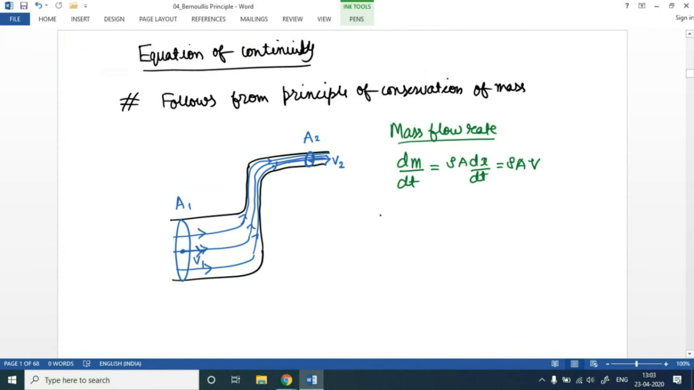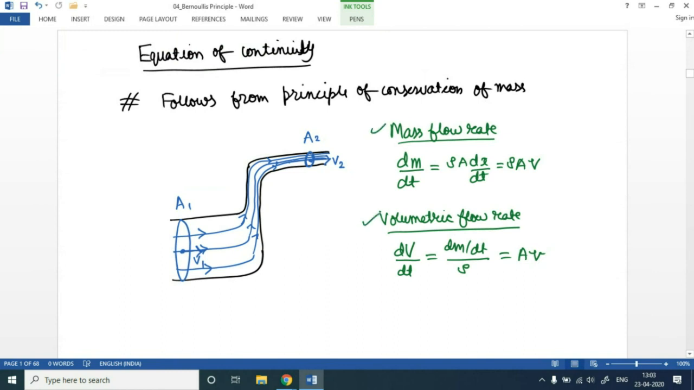And similarly we can have another term which is volumetric flow rate, the rate of flow of volume with respect to time, dV by dt. That is obviously going to be equal to dm by dt, the mass flow rate, divided by its density. So that is simply going to be A times v. So we have defined mass flow rate and volumetric flow rate.